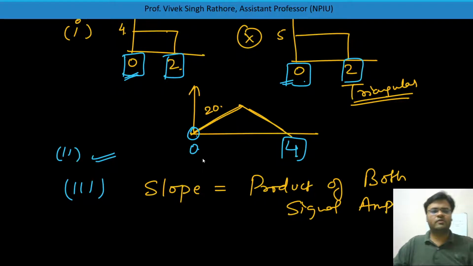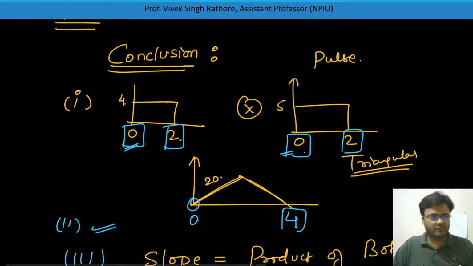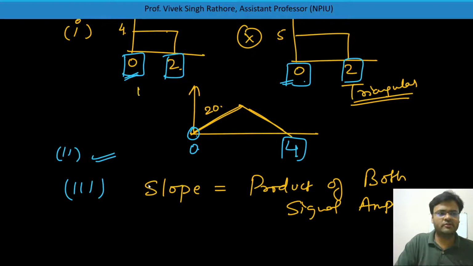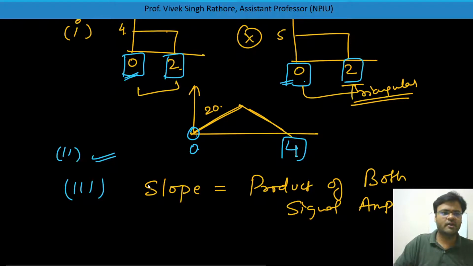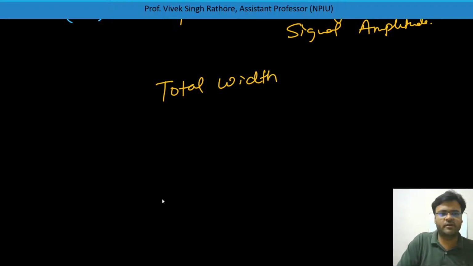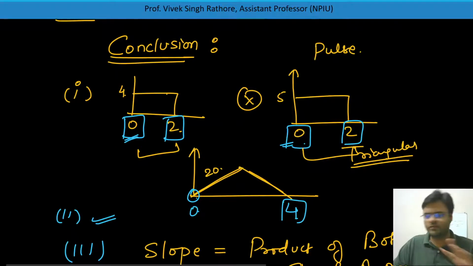Okay, so the conclusion you can get first is the width of the signal. How much will the width be? The width will be this width plus this width. So the total width of your output signal will be the width of the first signal plus the width of the second signal. This will be your total width, I think you can understand.